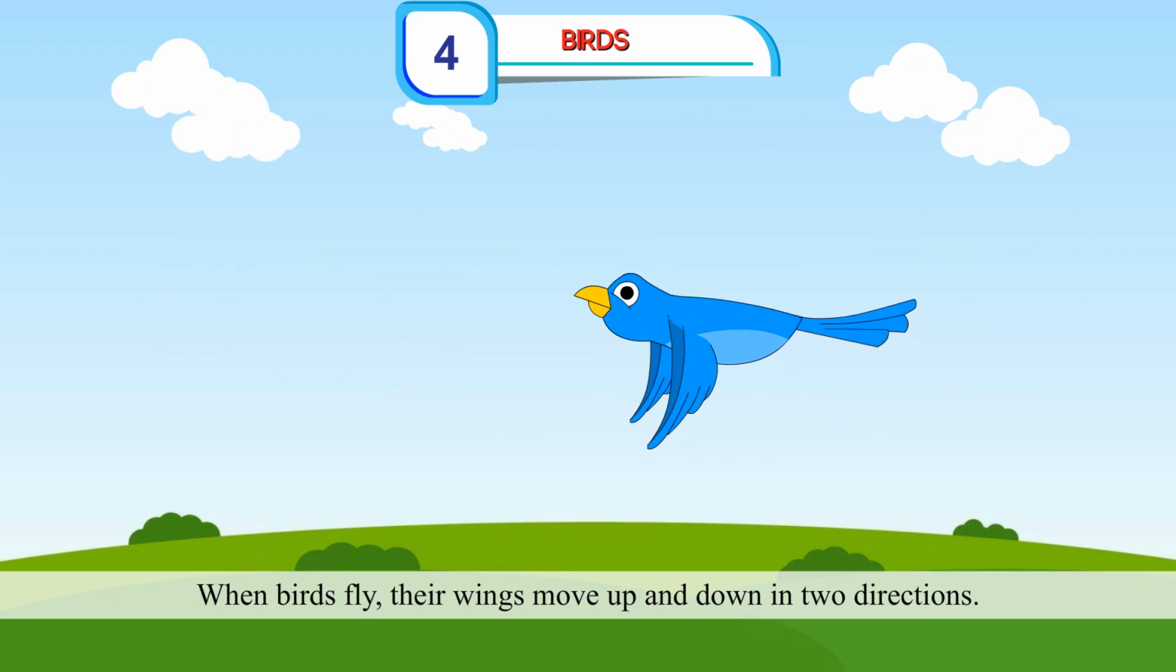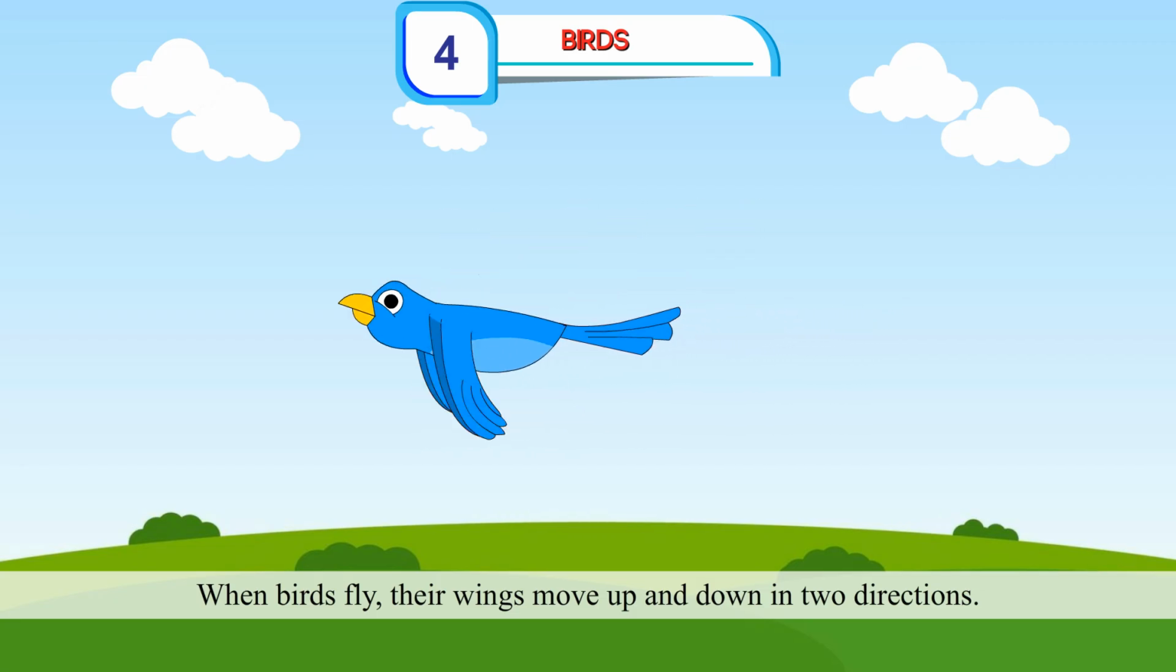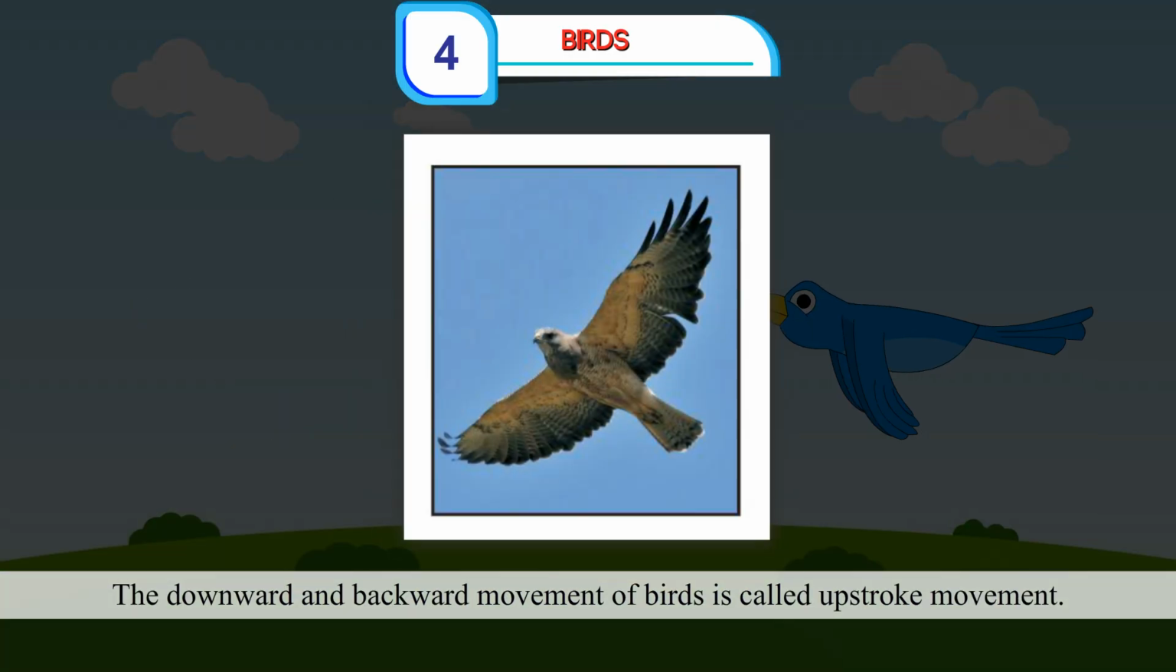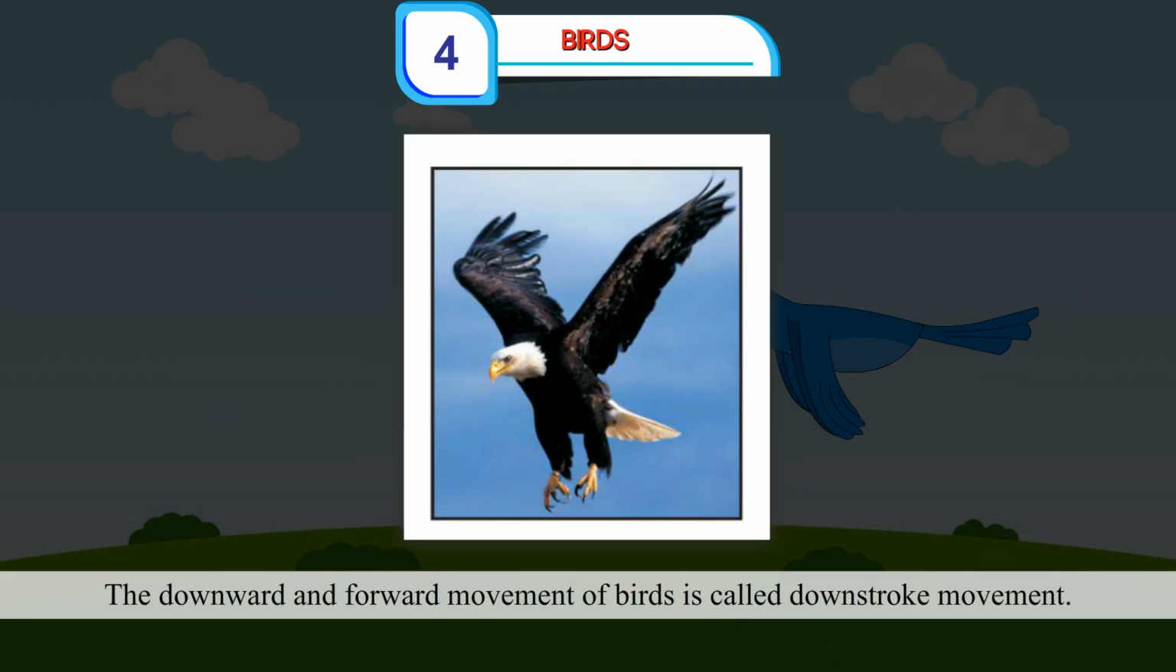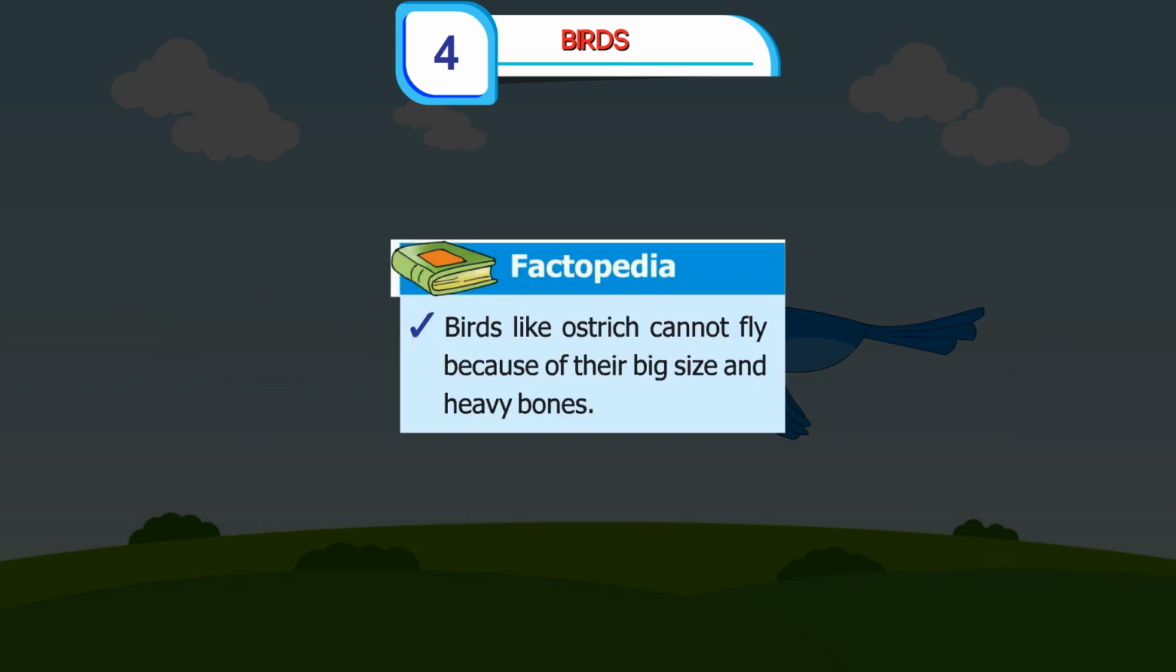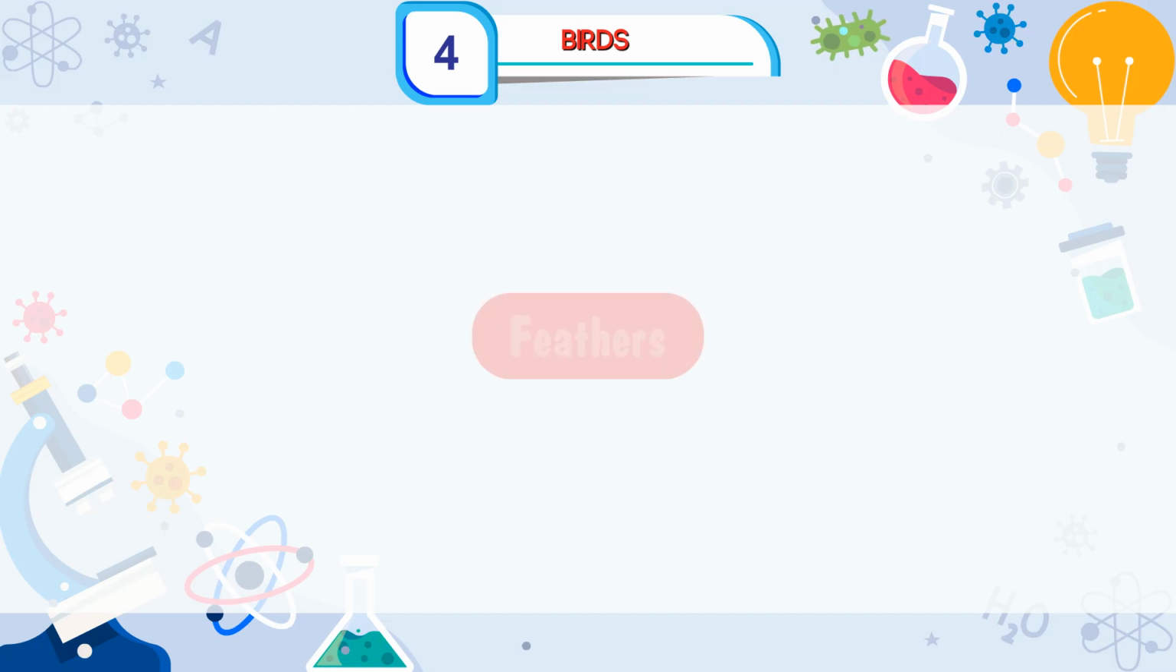When birds fly, their wings move up and down in two directions. The downward and backward movement of birds is called upstroke movement. The downward and forward movement of birds is called downstroke movement. Factopedia: Birds like ostrich cannot fly because of their big size and heavy bones.